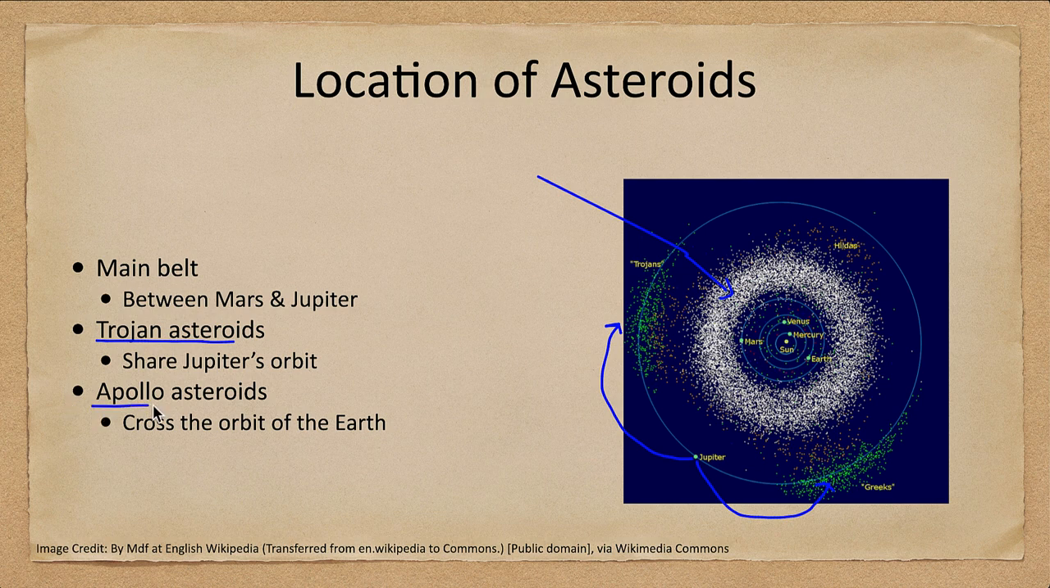And then finally, there are the Apollo asteroids, which cross the orbit of Earth. And you can see a few of them scattered in here that go in closer than Earth, and some even closer than Mercury. Those are the ones that are the most danger to us, because they do cross Earth's orbit and means there is the chance for an impact that we will look at later on.